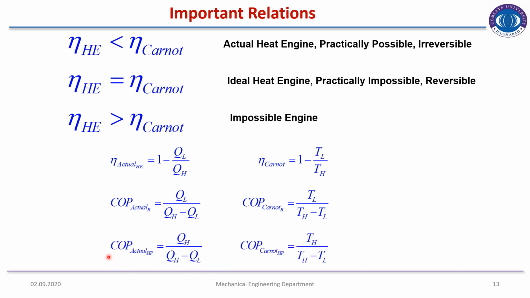And for heat pumps, if we are calculating the coefficient of performance of an actual heat pump, then the formula is QH divided by QH minus QL. So for refrigerator and heat pump, the numerator is changed whereas the denominator is the same. And if we are calculating the coefficient of performance of a Carnot heat pump, then the formula is TH divided by TH minus TL. On the right hand side, you will also see that the numerator is changed, TL for the refrigerator and TH for the heat pump, whereas the denominator is the same for both the refrigeration cycle and the heat pump.